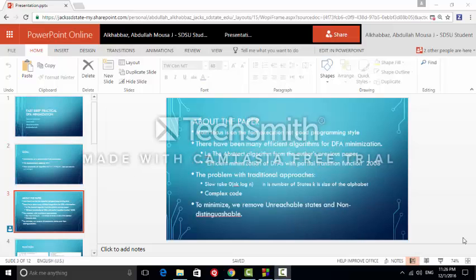So, like Abdullah mentioned, the main focus of this paper is fast execution, not good programming style. In the past, there have been many efficient algorithms for DFA minimization. One example is the abstract algorithm from the author's previous paper, the efficient minimization of DFAs with partial transition functions. That paper was published in SODA 8.